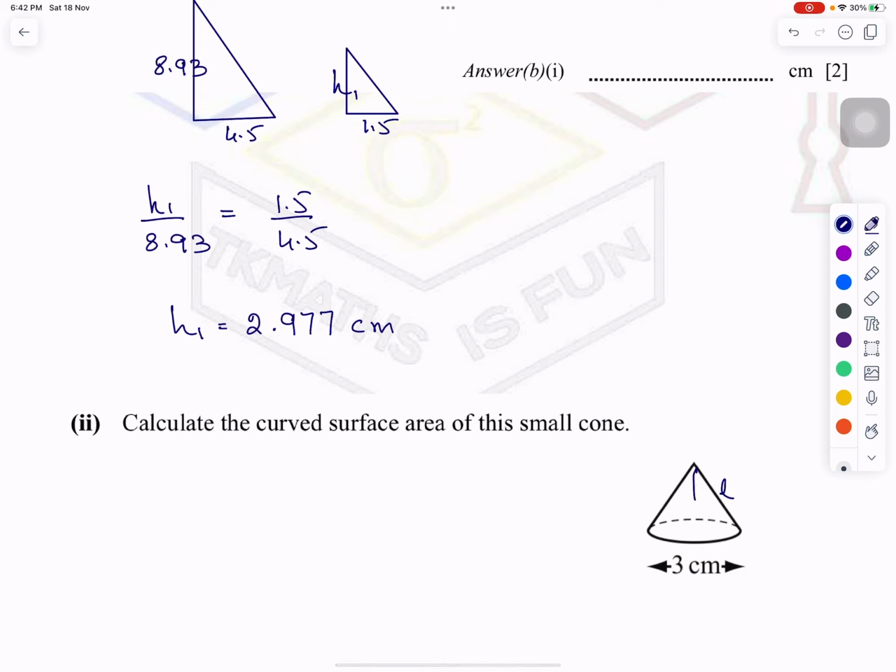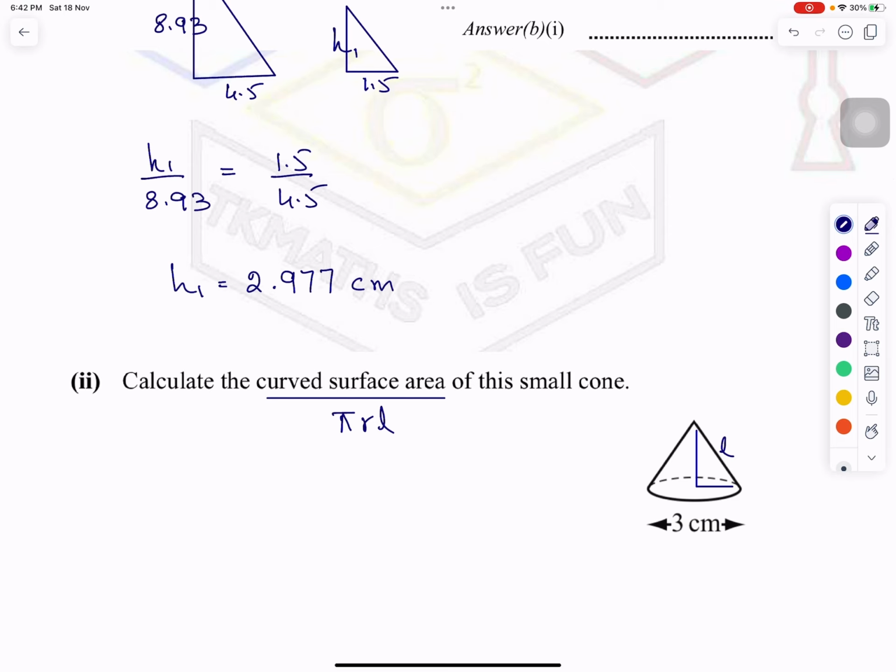So now I know the height of it. The height is 2.977 and radius is 1.5. To find the curved surface area of this cone, the formula will be pi RL. But I don't know L. So what will I do here? Again, I will use Pythagoras theorem, right?